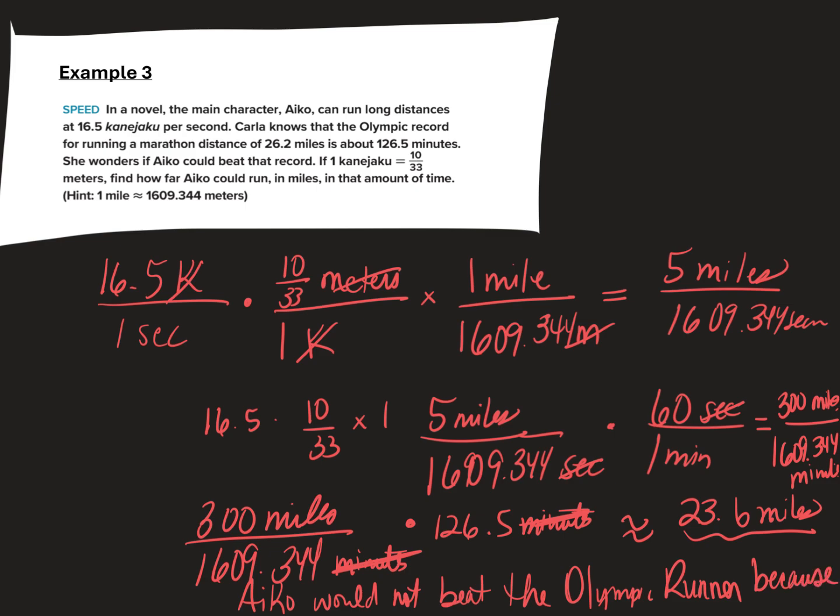He ran less miles, and I don't have room to write that. Maybe I can come up here. Because Aiko ran less miles. 23.6 miles is how far Aiko ran, and the marathon distance is 26.2 miles. So he would not beat that Olympic marathon record time.